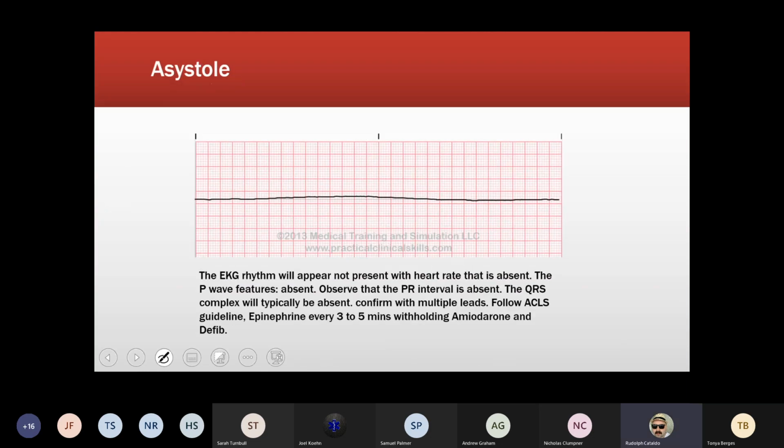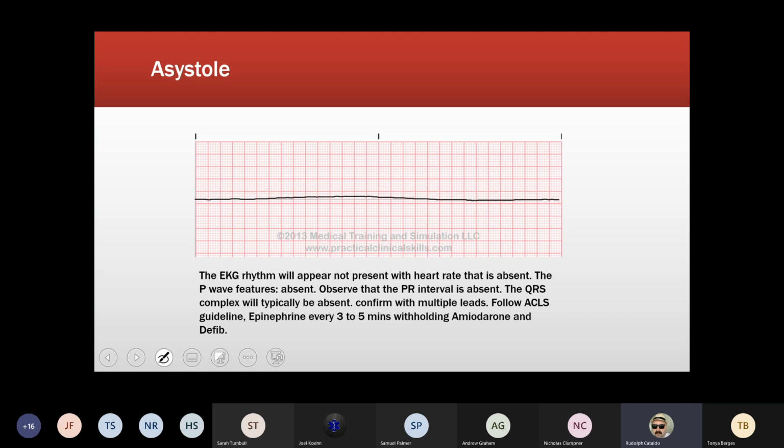This should be one we all are familiar with. This is no shock advised. What is happening in the heart in asystole? No electrical activity and it's not beating. I have no electrical activity and I have no mechanical squeeze, right? A patient in asystole has really, really slim chances of getting ROSC. Really slim chances of getting them back.